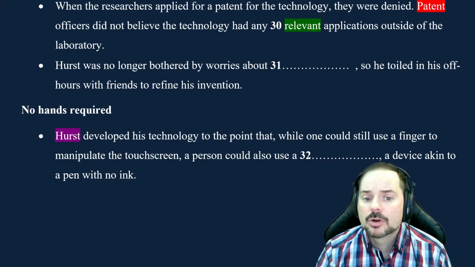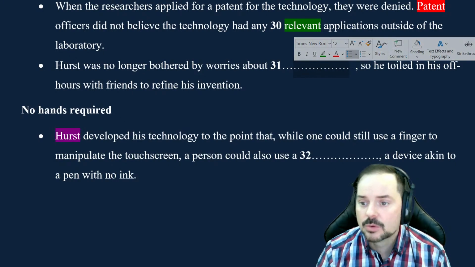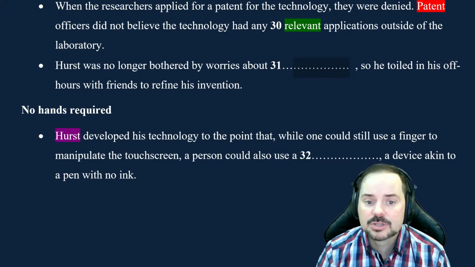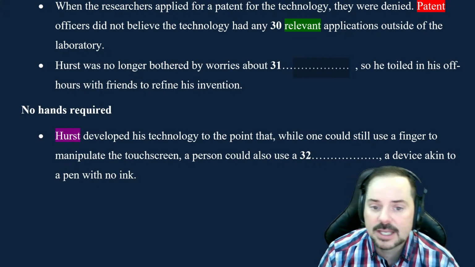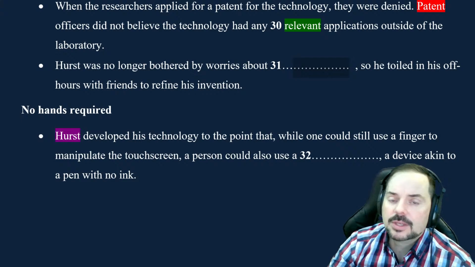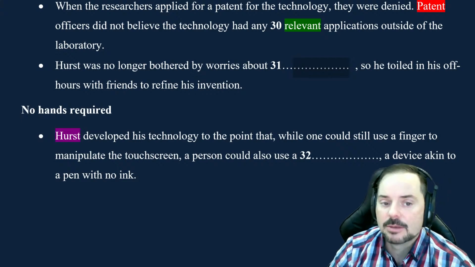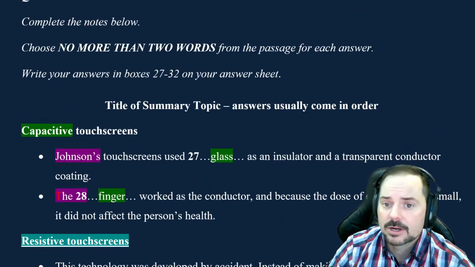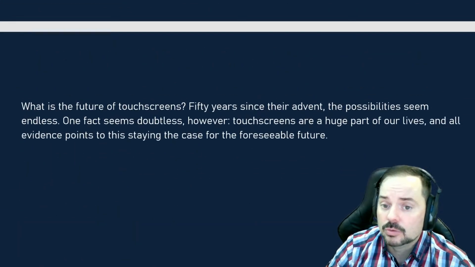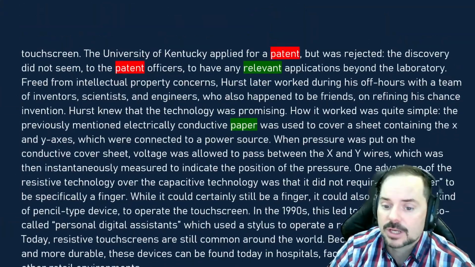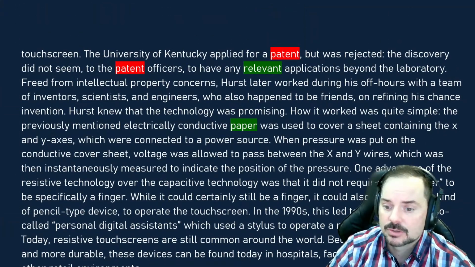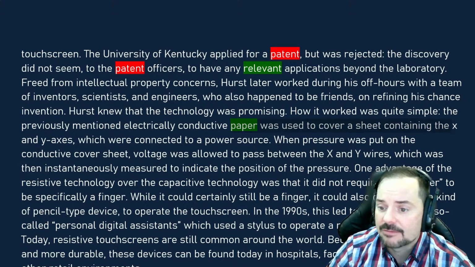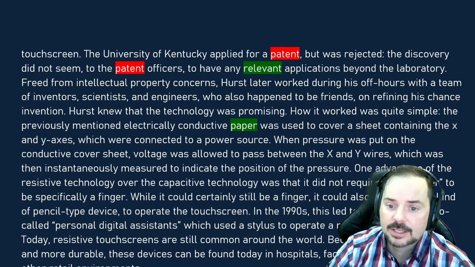Hearst was no longer bothered by worries about something, so he toiled in his off hours with friends to refine his invention. Okay, so here you have to understand a bit of the passage, and we're still talking about resistive touchscreens, so it's still that one huge paragraph. Now the unique noun that I can look for here is Hearst. Okay, and it's coming after because this is in order, right?